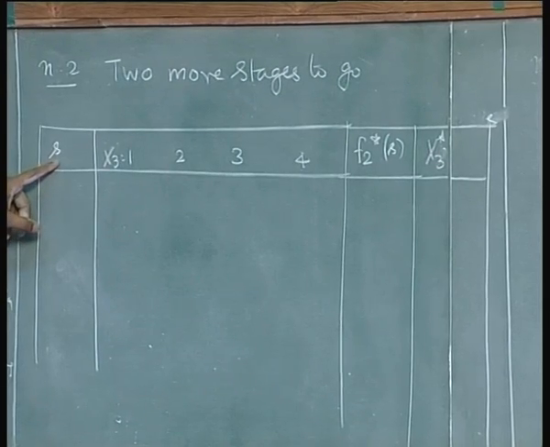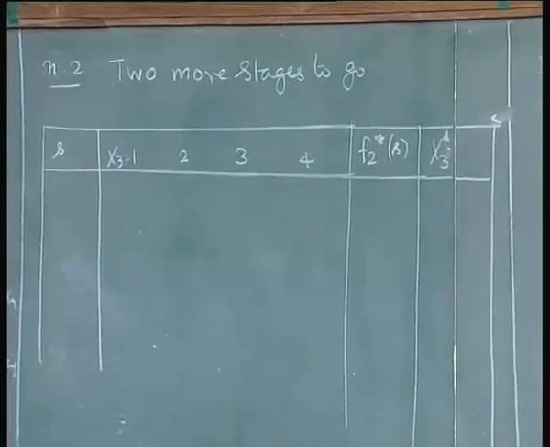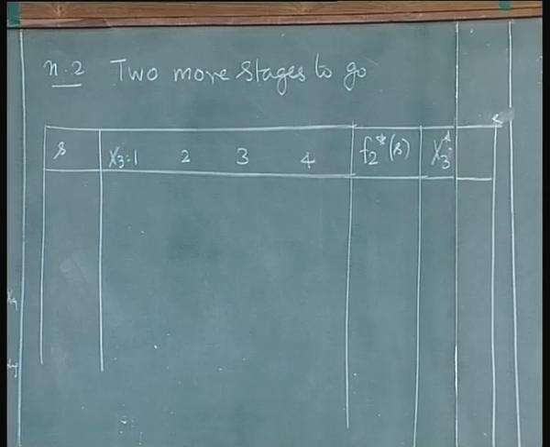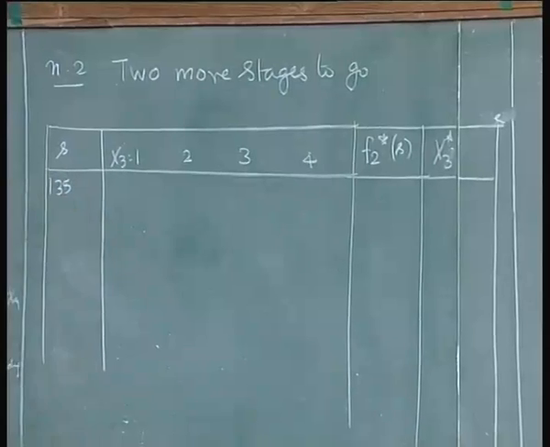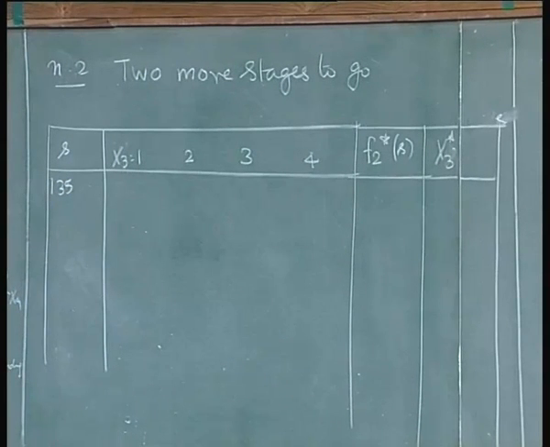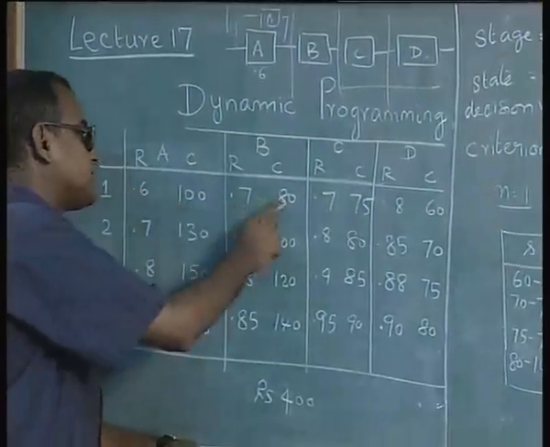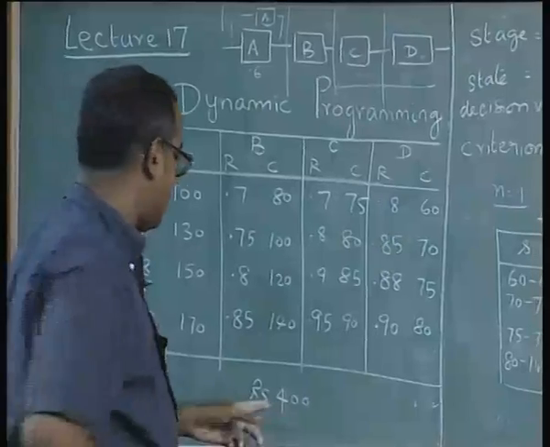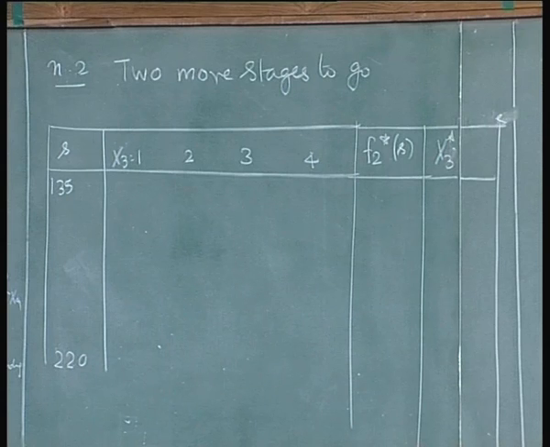Now what is the minimum value that S can take when I am here? When I have 2 more stages to go, the minimum amount of money that I definitely need should be sufficient to buy at least 1 of C and 1 of D. So this would begin with 75 plus 60, which is 135, and the maximum would be if I had bought 1 of A and 1 of B. So if I had bought 1 of A and 1 of B and spent 180, then we had 400, so the maximum I could have would be 220.